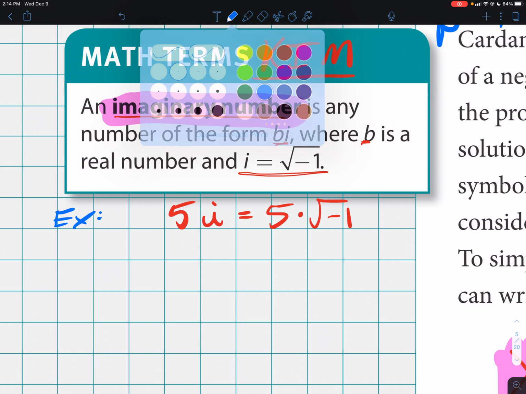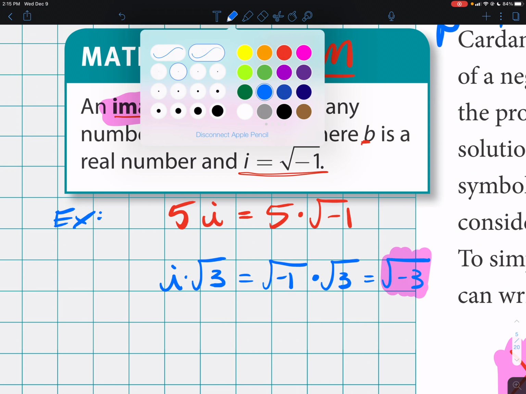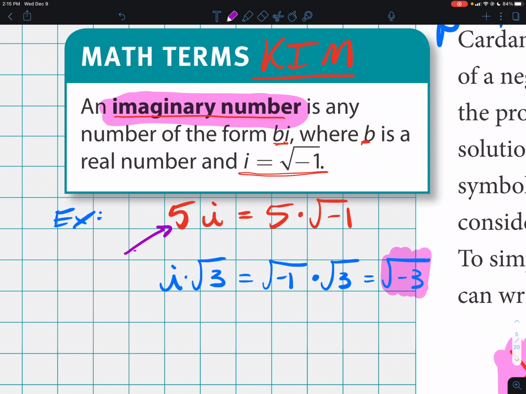Or if you have something like i square root of 3. Okay, this is i times the square root of 3. This would be the same thing as square root of negative 1 times the square root of 3, which would give you square root of negative 3. And, you know, this is bad form to leave it like this. This is technically, when it's written with i, that's considered the simplified form. It is considered bad form to leave the negative in the radical.